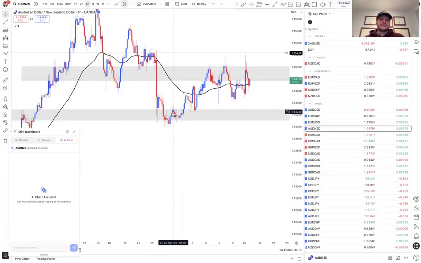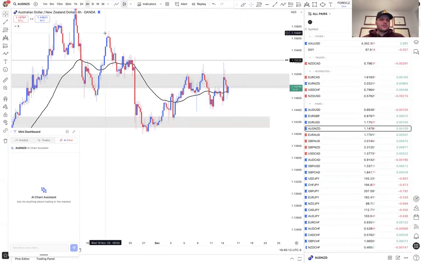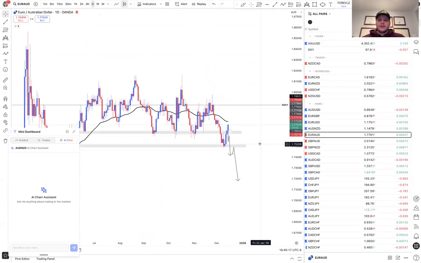I have nothing against counting these as elbows, but you have to be consistent with the way that you analyze these types of structures, right? So here you could potentially look to take buys. I'm not interested, too choppy.